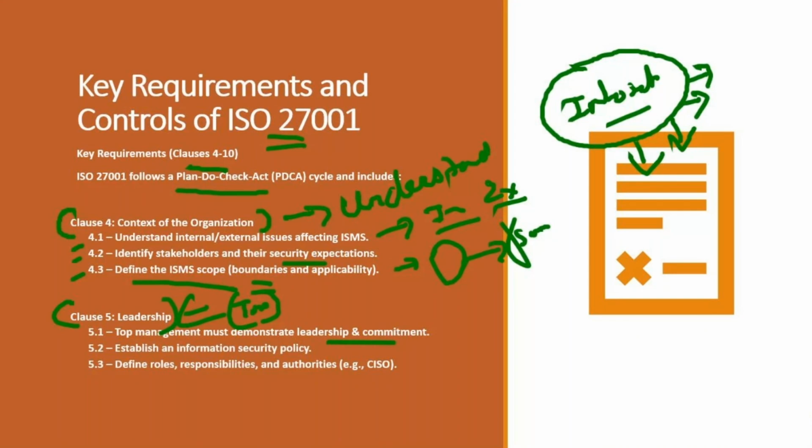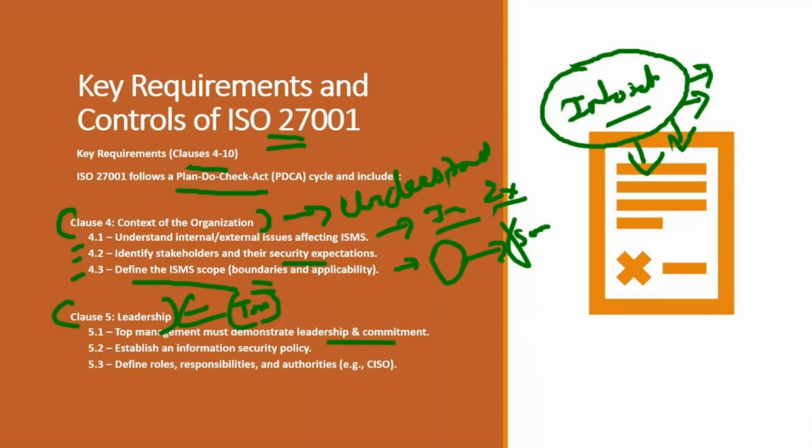Okay, what support they are giving for my implementation or for my audit, what roles and responsibilities they have been assigned within the organization, that we are going to understand over here. Okay, so top management will be demonstrating what? They will be demonstrating their commitment. They will be establishing the policies. They will be defining the roles and responsibilities.